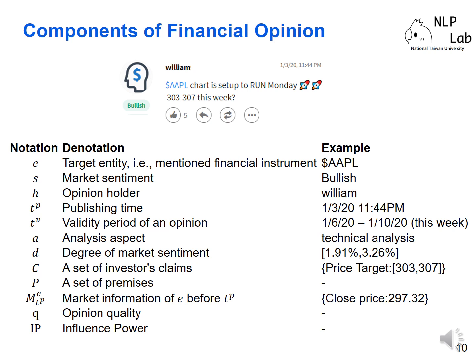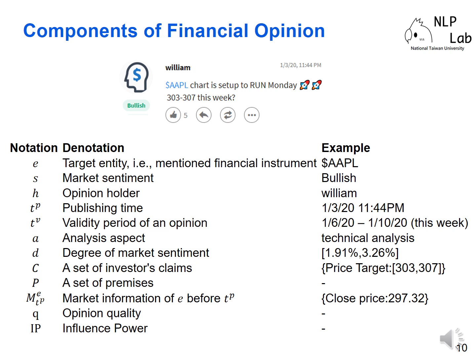The publishing time is also important information, which we can get from the metadata on the site. Sometimes we can get the validity period of an opinion. For example, we should not take this 3 into account next week, because this user already pointed out that 303 to 7 is the target price for this week. How to evaluate the validity period is also an open issue that is unexplored.